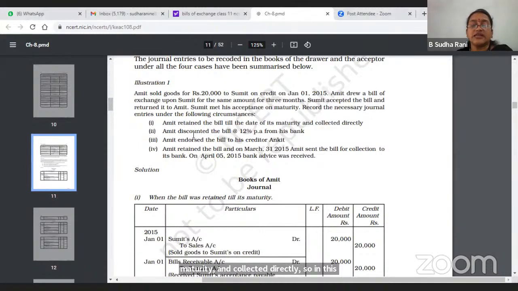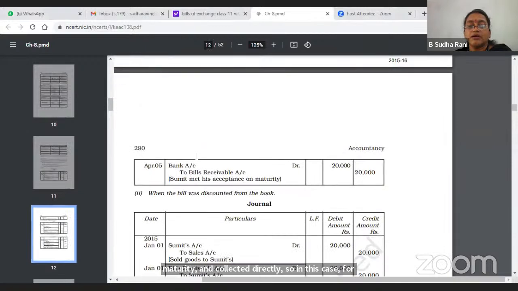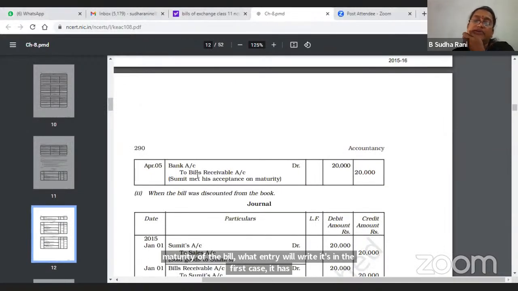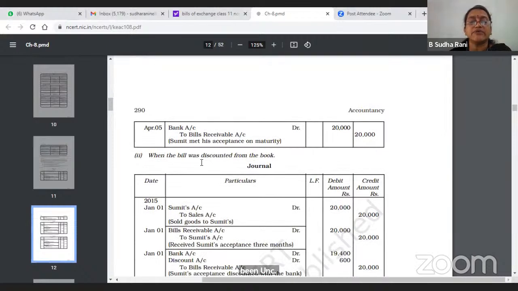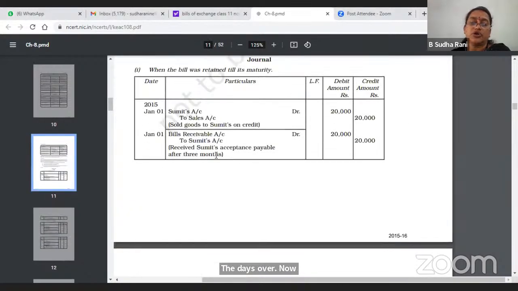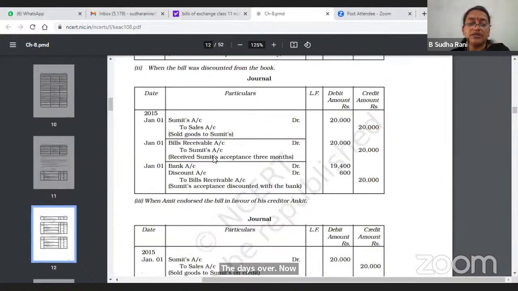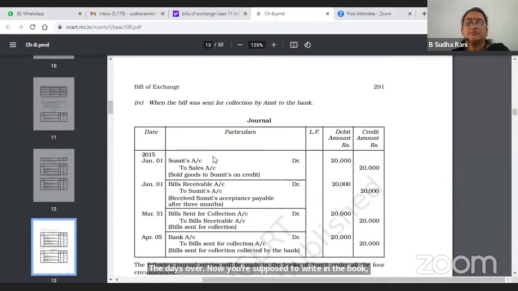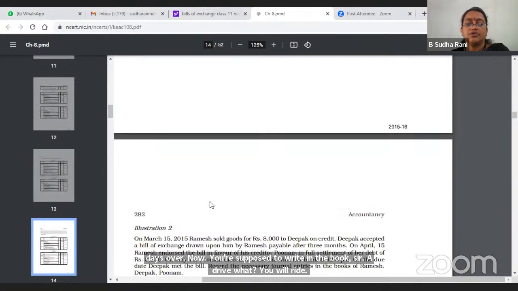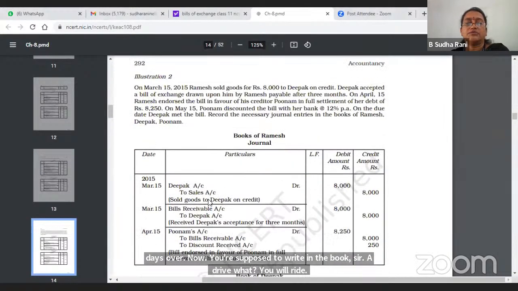It has been given in the first case. See, bank account debit to bills receivable account. Bank account debit to bills receivable account. Okay, that is over. Now you are supposed to write in the books of the drawee. For the drawee, what will you write? Drawee books, for the same question.